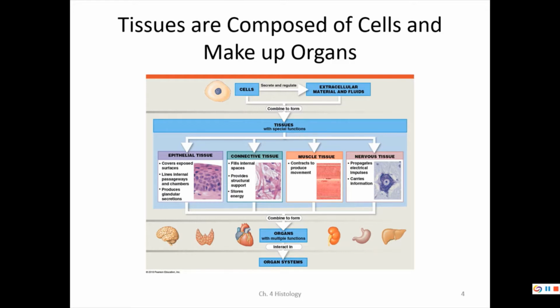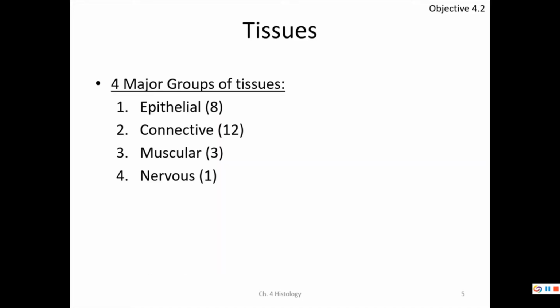Okay. Now, there will be 4 different types of tissues in the body. There's epithelial tissues, which we have to know 8 of. There will be connective tissues, which we have to know 12 of. 3 types of muscles that we learn, muscular tissues, and 1 type of nervous tissue that we have to learn. Now, the numbers are not as important. What I want you to be thinking about more than anything is these are the 4 major groups of tissues that exist in the body: epithelial, connective, muscular, nervous.